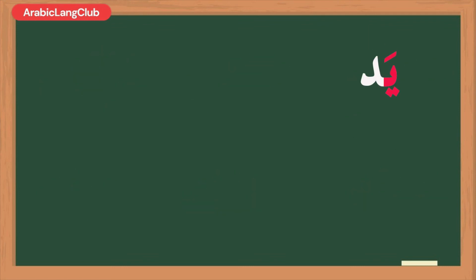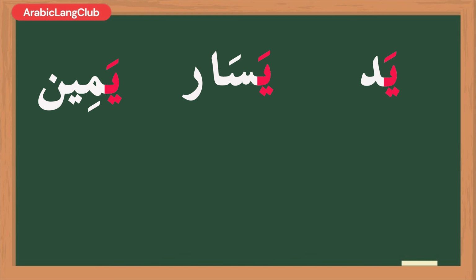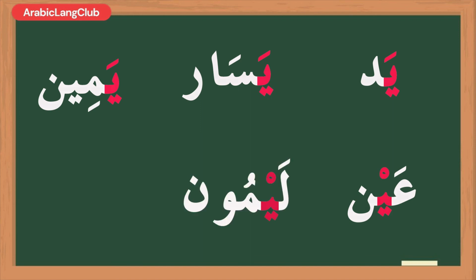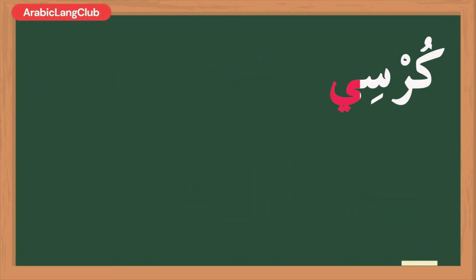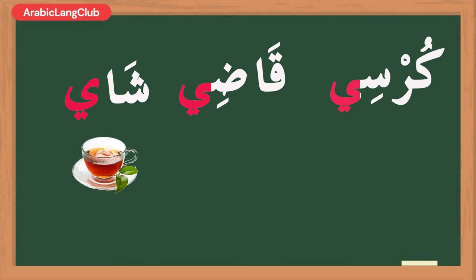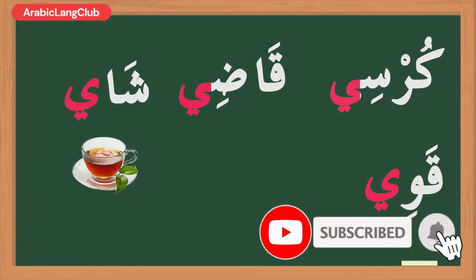يد، يسار، يمين. In the middle: عين، ليمون. At the end: كرسي، قاضي، شاي، قوي.